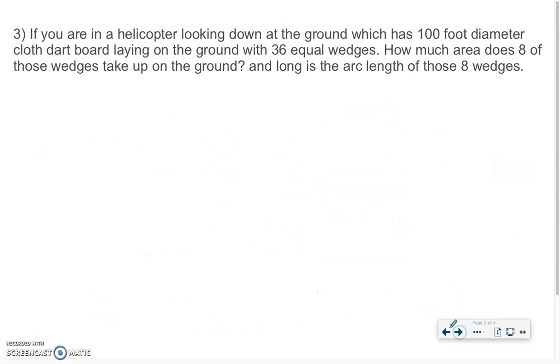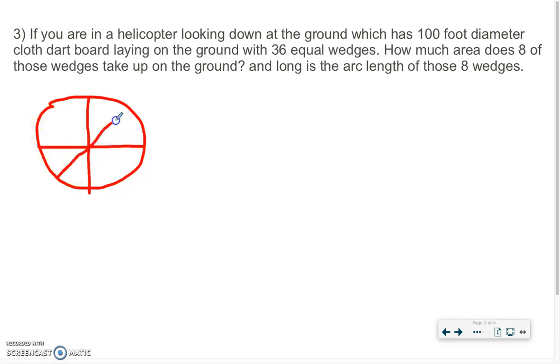So let's go ahead and look at number 3. You're a helicopter looking down at the ground, which is a 100-foot diameter cloth dartboard lying on the ground with 36 equal wedges. So kind of just getting a picture, my ugly looking drawing there. We have 36 little wedges that it's being divided into. I'm not going to draw all 36, since I don't think I can draw that accurately, but we'll think about this on a smaller scale.